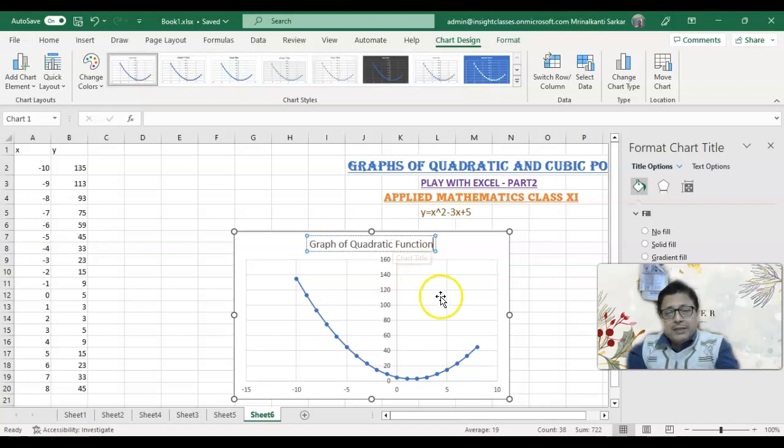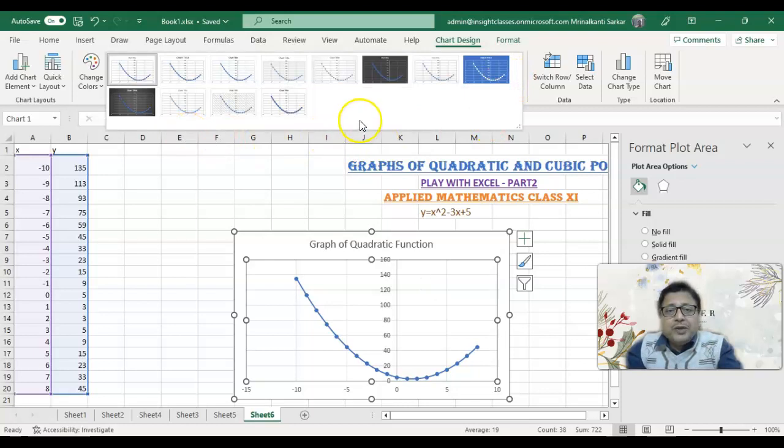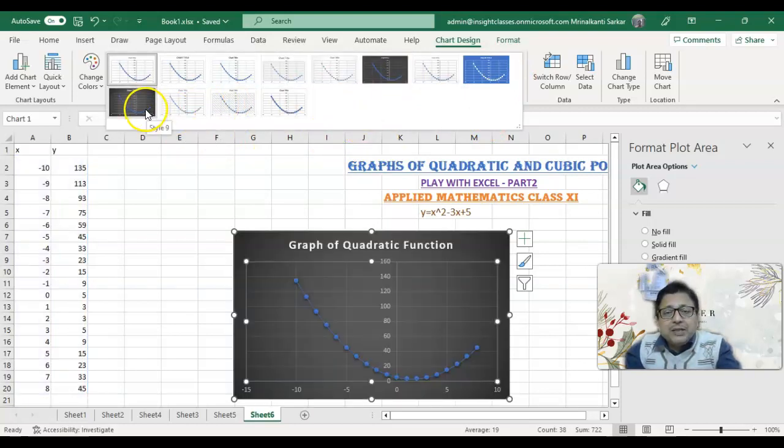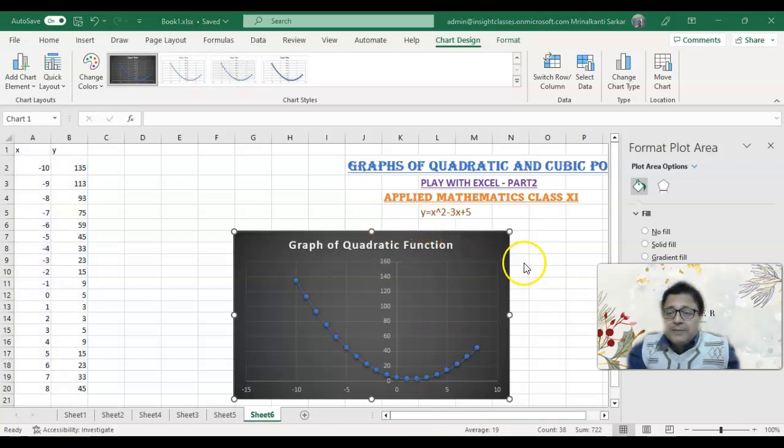Okay, this is the graph of the quadratic function. You can change the background here by selecting any one of the pictures. It is showing many pictures automatically, and you can take any one of them. Those values you have used here for plotting are shown over there. So this is the graph of the function y equals x square minus 3x plus 5.